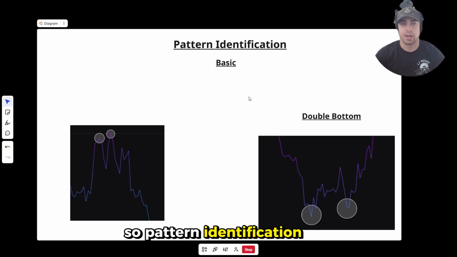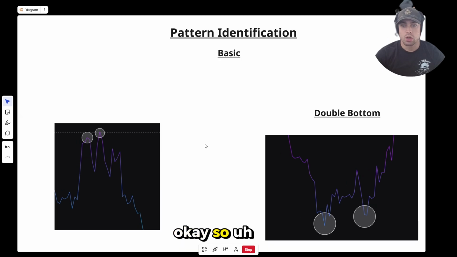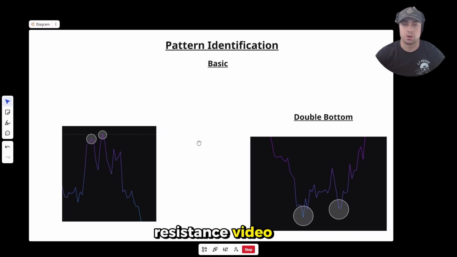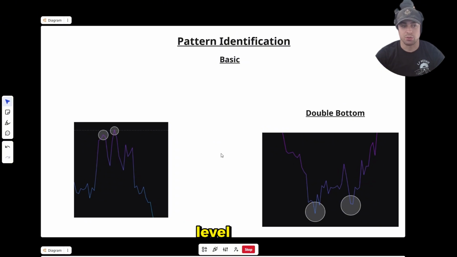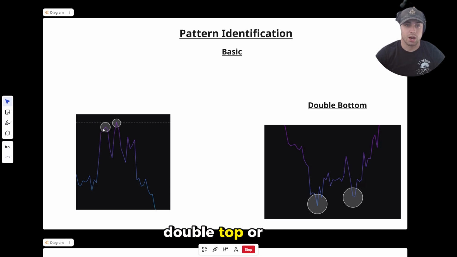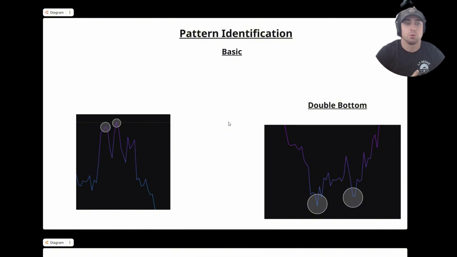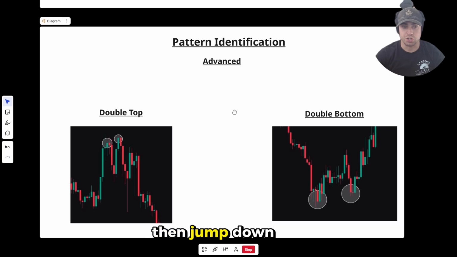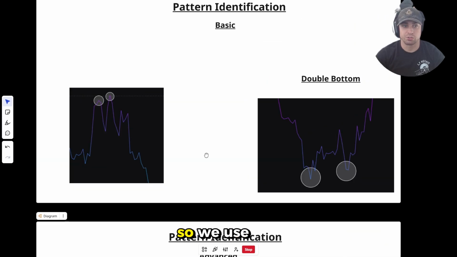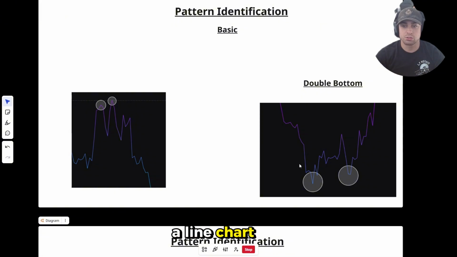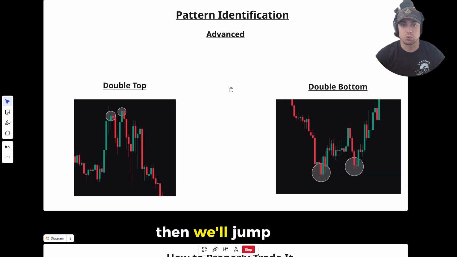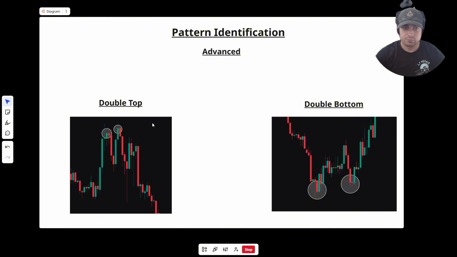So pattern identification at a basic level. Okay. So if you watch my support and resistance video that I'll be making in the future, then you're going to understand why we use line charts at a basic level. So we want to look for a double top or a double bottom on the line chart. Okay, this is how we're going to easily identify the pattern. Once we do that, we can then jump down to a candlestick pattern. So we use a line chart to initially identify double top, double bottom. We'll circle it, highlight it, and then we'll jump onto the candlestick time frame, and then it's going to show us what this looks like on a candlestick chart.